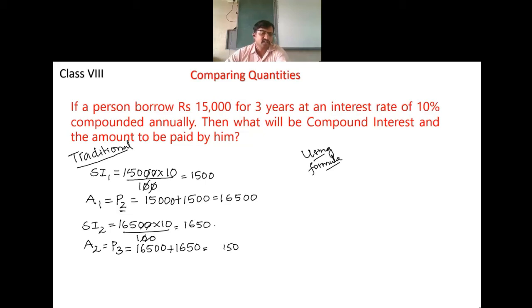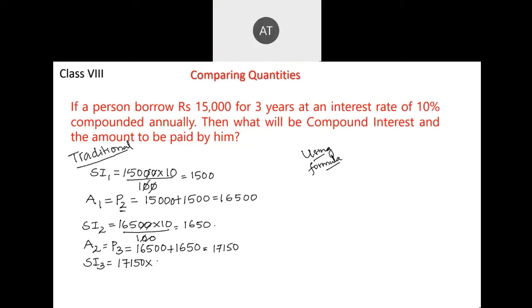0, 5, 11, 1 carry, 17. So 17,150 we get. Now calculate the simple interest for the third year. Simple interest for the third year is 17,150 into 10 divided by 100.